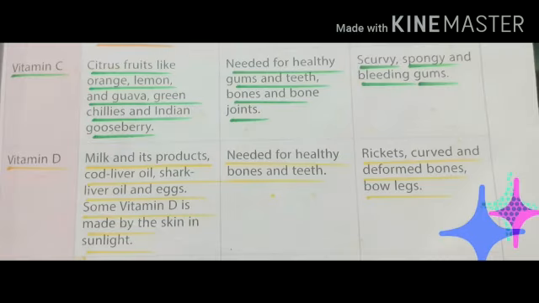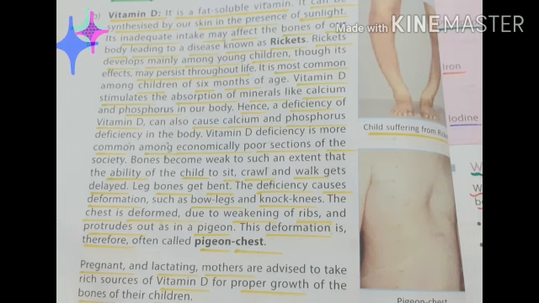Now let's discuss about the next vitamin, that is vitamin D. I have underlined this vitamin with yellow color. Do you know why? Because I want to remind you that this is the only vitamin which can be synthesized by our skin in the presence of sunlight. Dear student, along with sunlight, milk and its products, cod and shark liver oil, eggs are the good sources of vitamin D for us. Let's discuss broadly about vitamin D.